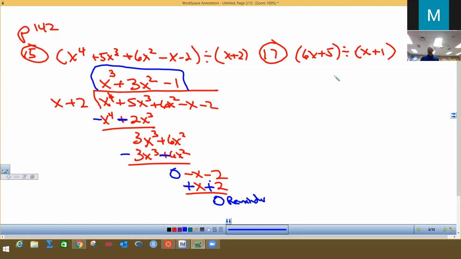We're going to do this problem unless someone's got a question on number 15. Anybody got a question on 15?